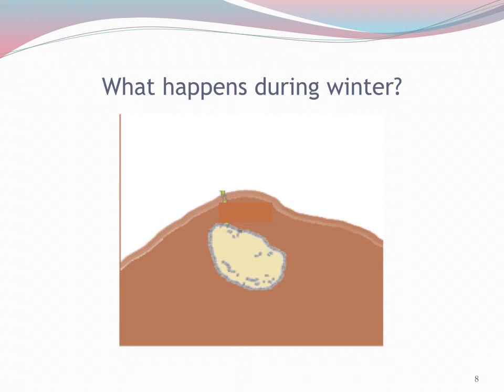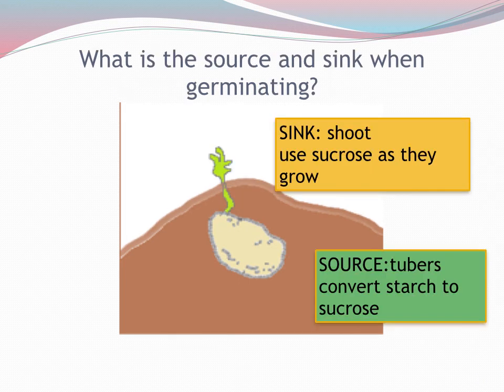So in winter, the leaves will die and nothing's left of the potato plant above the soil. In spring, they will begin to grow new shoots and leaves. So here you can see this would be happening during spring. The potato plant's growing new shoots, and the potato carbohydrates are stored as starch. So the tuber is the source. Starch is going to be converted to sucrose, and it's going to move through the phloem to the growing shoot by translocation. So the shoot is the sink.